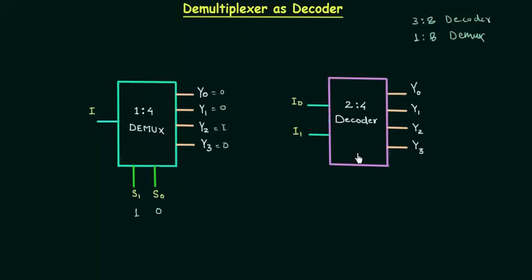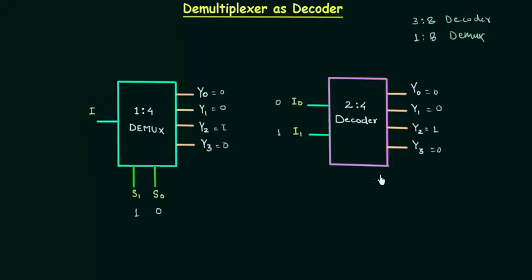In case of decoder, we have 4 outputs, but we have 2 inputs. Instead of 1 input, we have 2 inputs, and depending upon the value of these inputs, I0, I1, out of these 4 outputs, one output will be high. For example, if I0 is 0, I1 is 1, then y2 is equal to 1, y0 is 0, y1 is 0, and y3 is 0. So this is the simple operation for decoder. Now we have to search for similarities between these two circuits.